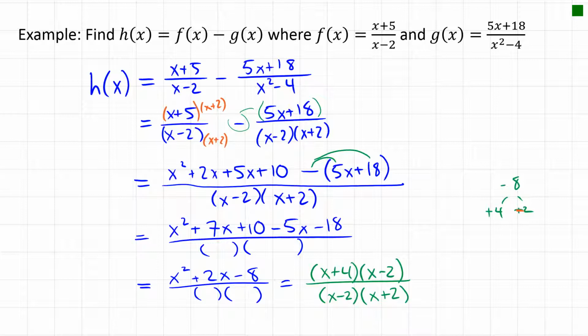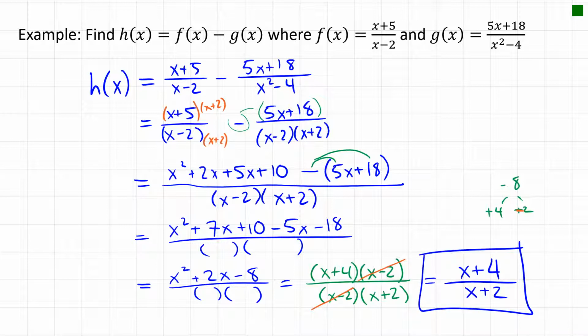That's okay. Now I'm just looking for any simplification that can happen, and those x minus 2's cancel, which leaves me with x plus 4 over x plus 2. So that's my function h of x.